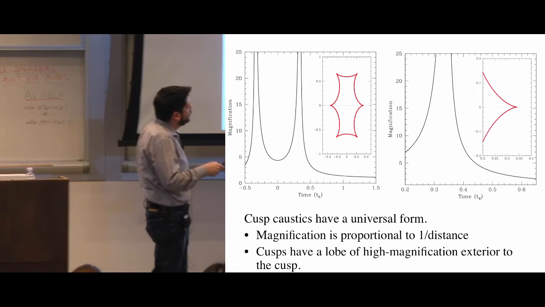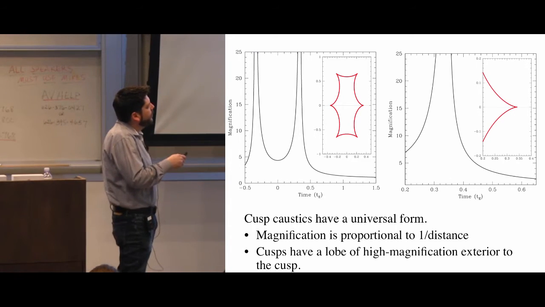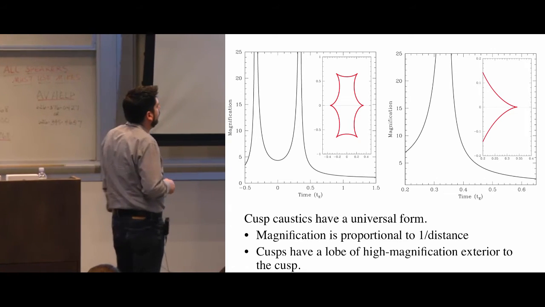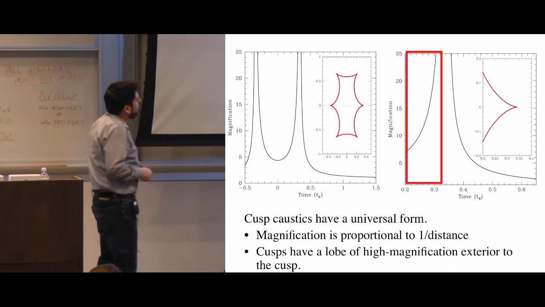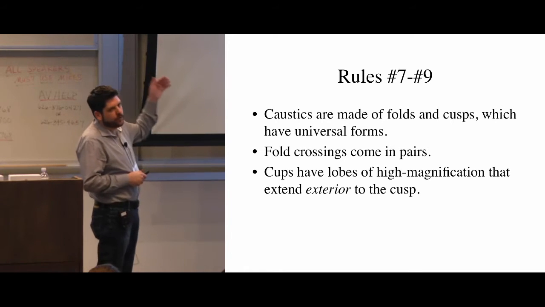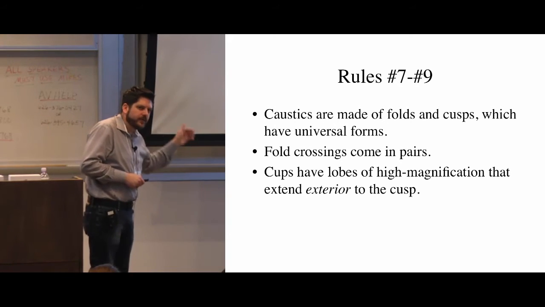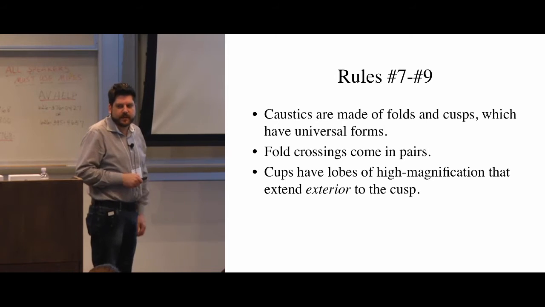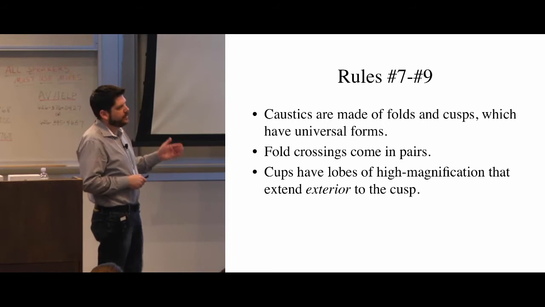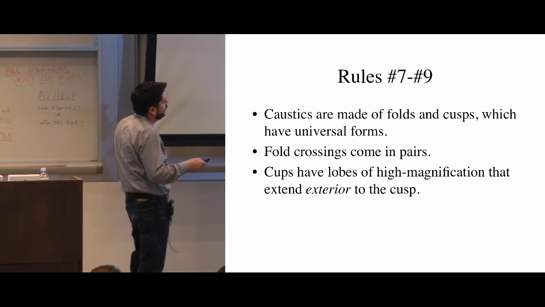So when you pass close to the exterior of a cusp, you get a large magnification. When you pass close to the exterior of a fold, you get basically very little magnification, and you don't know you're about to hit a fold until you do. So again, caustics, folds and cusps, they have universal forms. Fold caustic crossings come in pairs because they're always closed curves. So if you see a fold entrance, there will be a fold exit. If you missed it, that means either you missed your data, or if you see another fold entrance, then you know something really weird is going on because you have a higher order lens. And outside of cusps, you have lobes of high magnification.